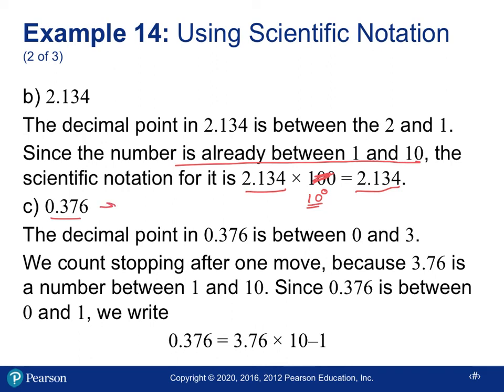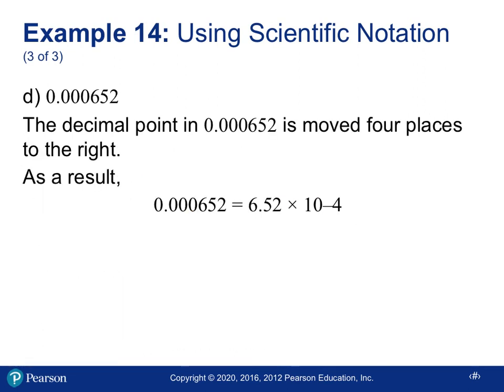Okay, let's look at this one. You're going to want to change it to 3.76. So the number went from smaller to bigger, so it wants to be smaller. We scooped it just one place, so it's negative 1. And I do articulate here that since the number is between 0 and 1, you have the negative exponent. Let's try this one. So I put the decimal right here. So 6.52. I scoop it 1, 2, 3, 4, and it's going to be negative 4.